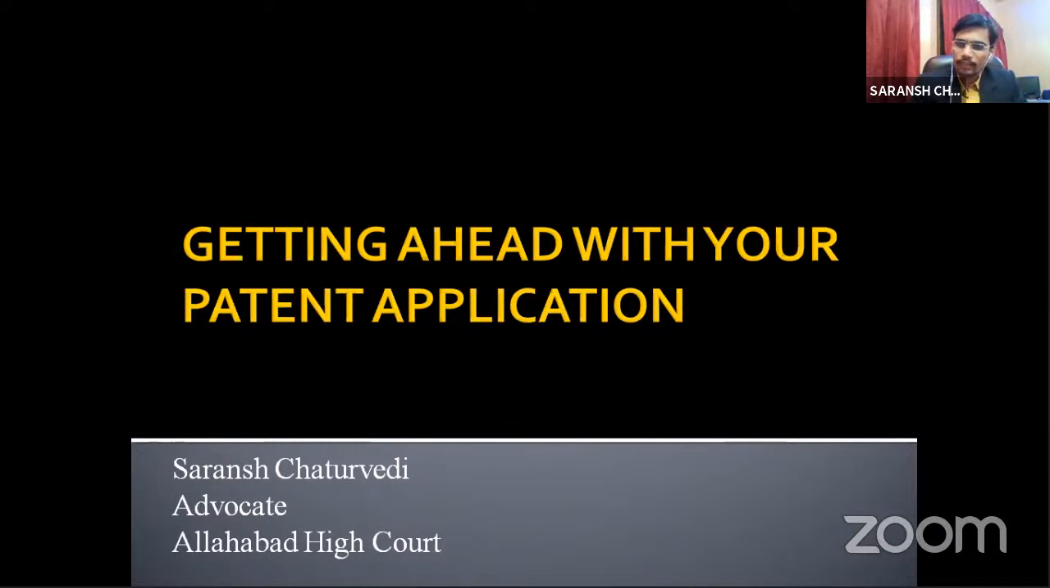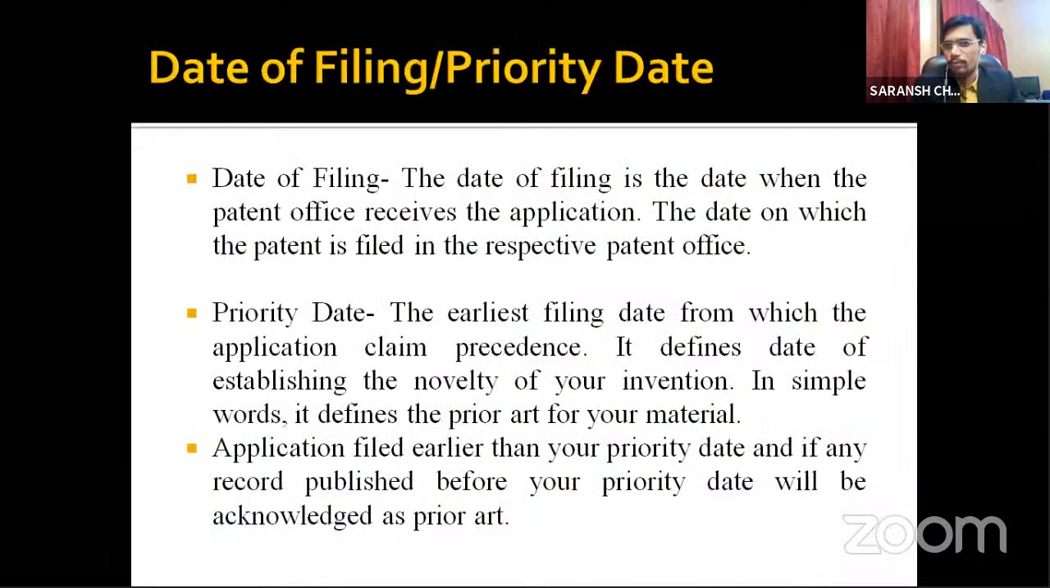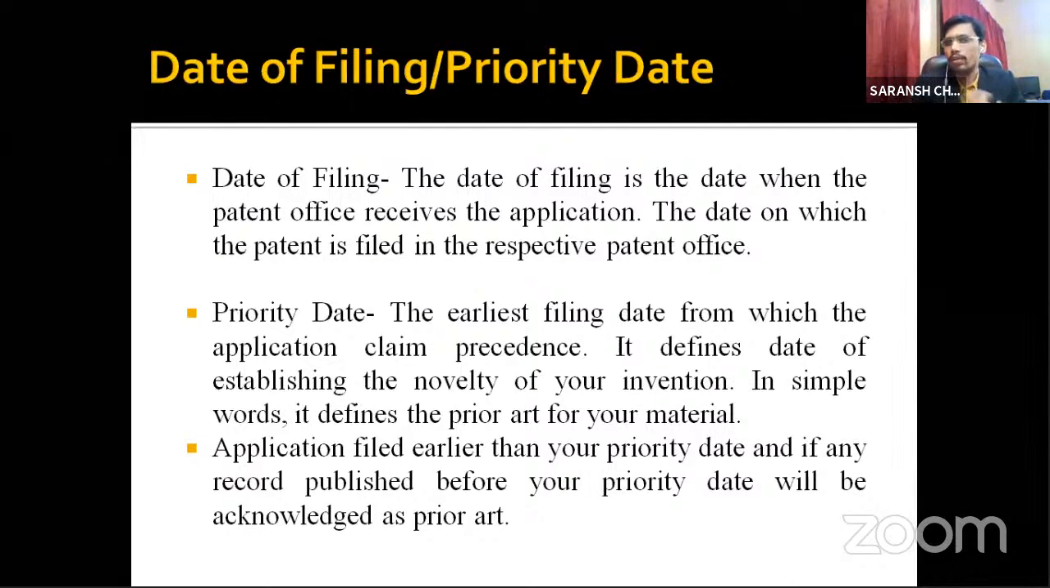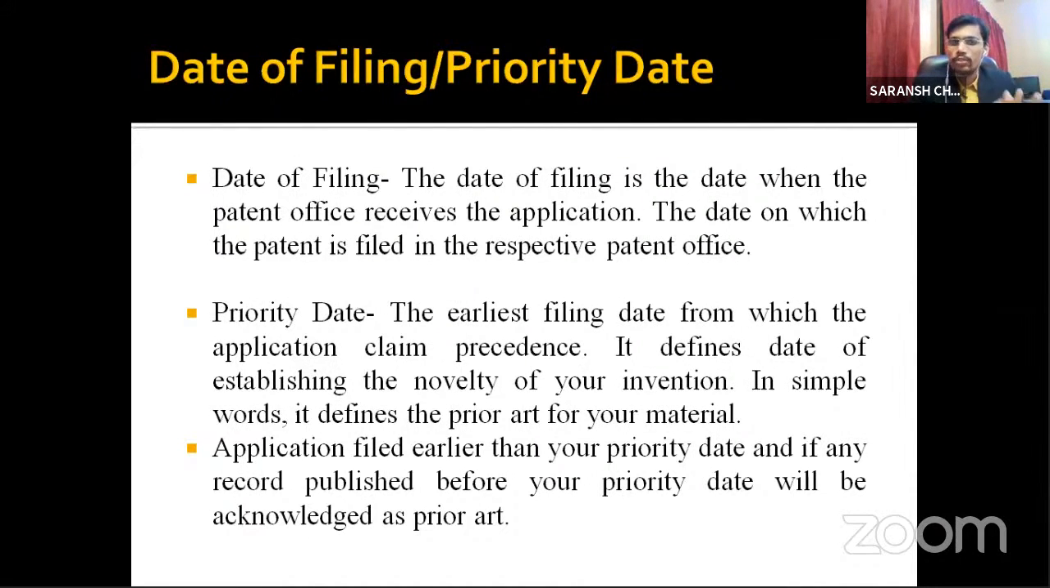So before starting, let's first get into what your date of filing is. As I told you, you have your patent application ready with you, right? Now you go to the patent office, either submitting it online or offline, and you get a date of filing and a priority date. What is date of filing and what is priority date? Date of filing, as the name suggests, is the date when the patent office receives your application. I think there should not be any doubt in this, because whenever you go to a patent office or file an online application, the date on which you file is the date of filing, right?